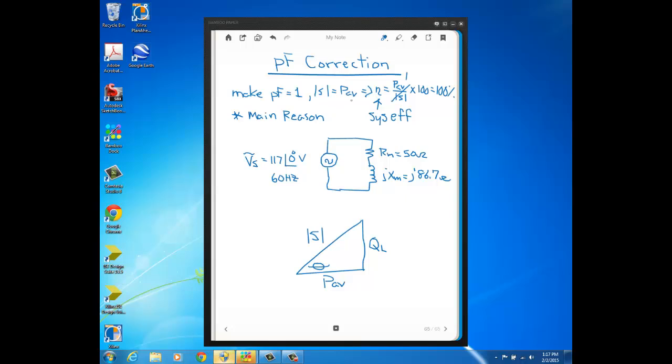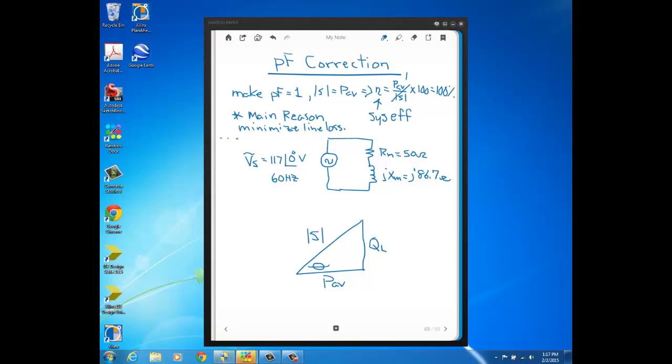And even though you do achieve this 100% system efficiency when you correct the power factor, the main reason for correcting the power factor is to minimize what's called line loss, and we're going to get to what that means coming up. Probably not this video, but the next video.